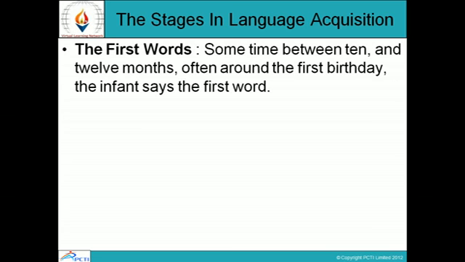The first words. Sometimes between 10 and 12 months, often around the first birthday, the infant says the first word. The first word can be anything, father, mother, or anything else. So between 10 and 12 months, when the child has a first birthday, the infant says the first word.